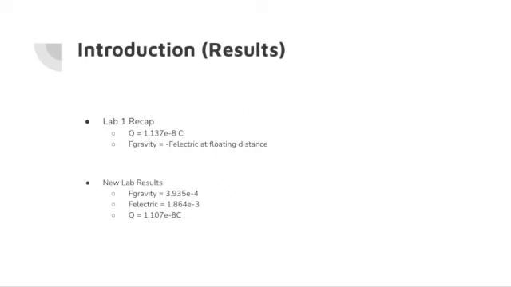We'll first revisit the results from Lab 1. We found that the charge of a point charge on an electric tape was 1.137 times 10 to the negative 8th coulombs. We also found the force of gravity is equal to the negative force of the electric field at the floating distance. In our new lab, we found that the force of gravity is equal to 3.935 times 10 to the negative 4th. We also found that the force of the electric field was equal to 1.864 times 10 to the negative 3. We found that the charge on the tape based off lines of charge was 1.107 times 10 to the negative 8th coulombs.